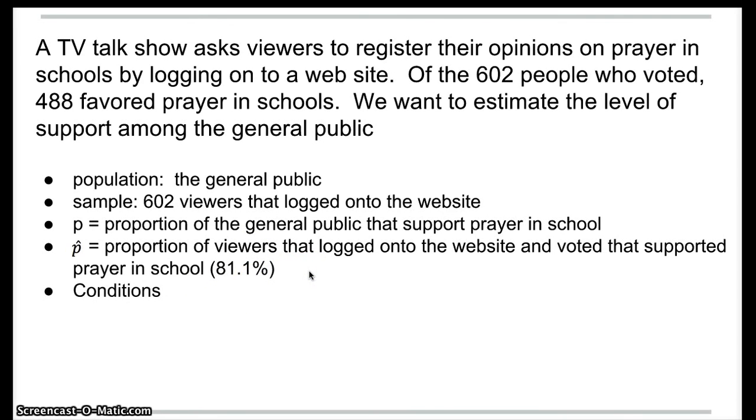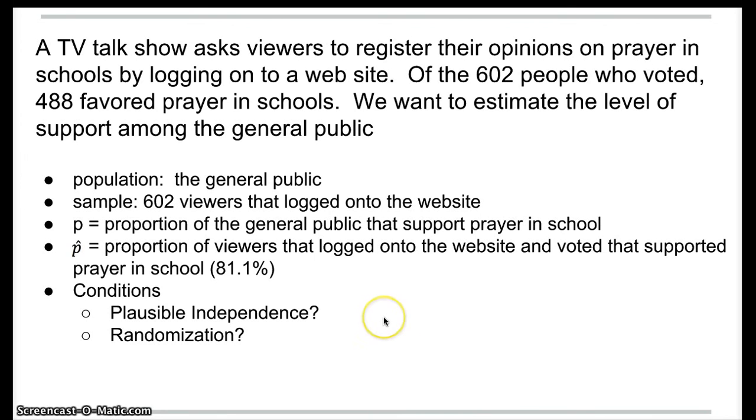All right, and then we've got to check the conditions. The first one is the plausible independence. Well, there's a good chance that one is not going to affect the other. So what one person votes doesn't really change what another person votes. Is it random? Well, this is where we're going to have issues, because this is not a random survey. It's a convenience sample, and so this is not random, okay?